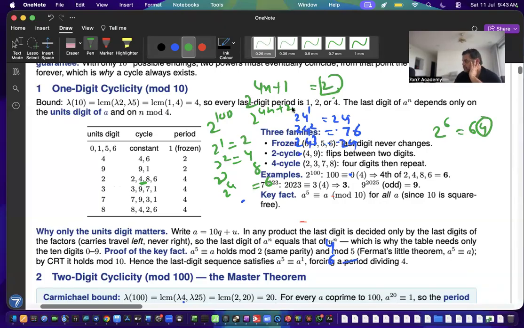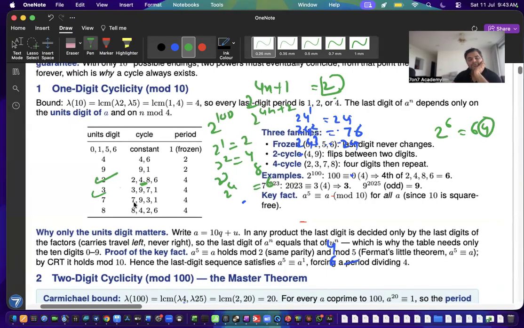The unit digits of powers of 2 go 2, 4, 8, 6, and then repeat. For 3 also you can relate it this way: 3 raised to 1, 3 raised to 2. So there are multiples of that many. So 3 raised to 7 is the same as 3 raised to 3.